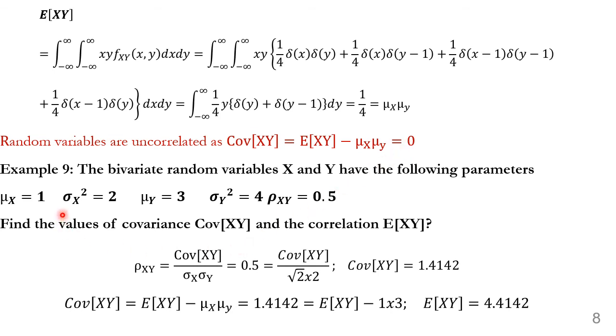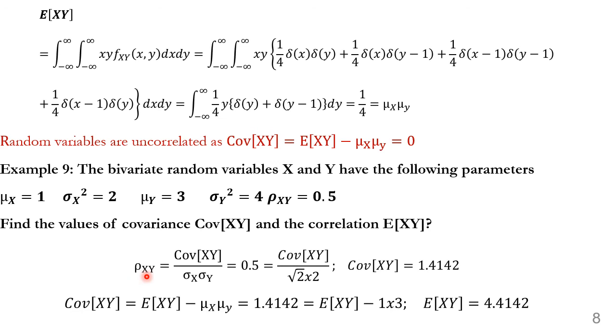Let us move on to the next example where the parameters of the bivariate random variables x and y are given to us. Mean mu x is 1, sigma x squared is 2, and mu y is 3. Sigma y squared is equal to 4. The correlation coefficient rho xy is given as 0.5. We need to find the values of covariance, COV, and also the correlation, expectation of xy.